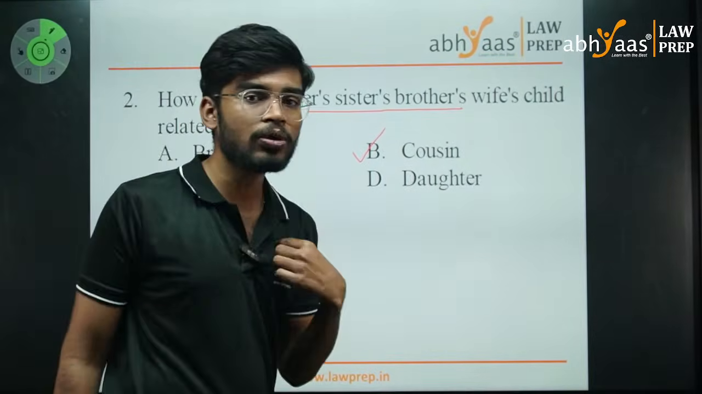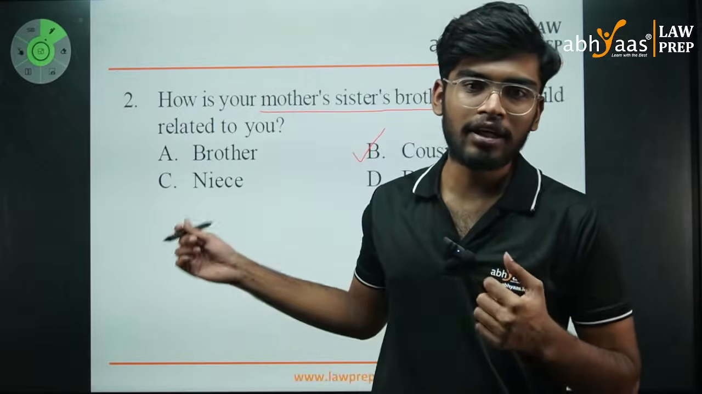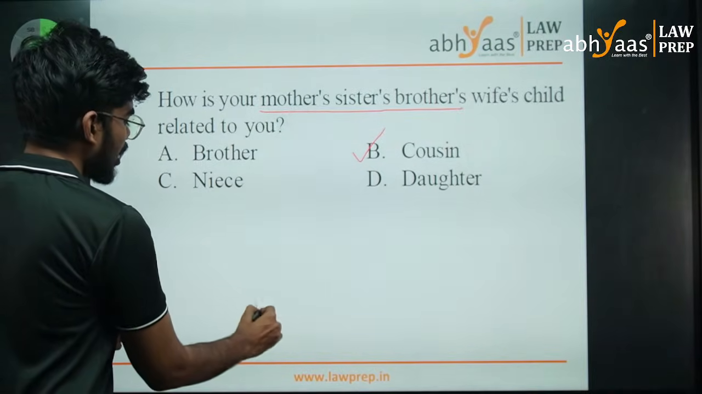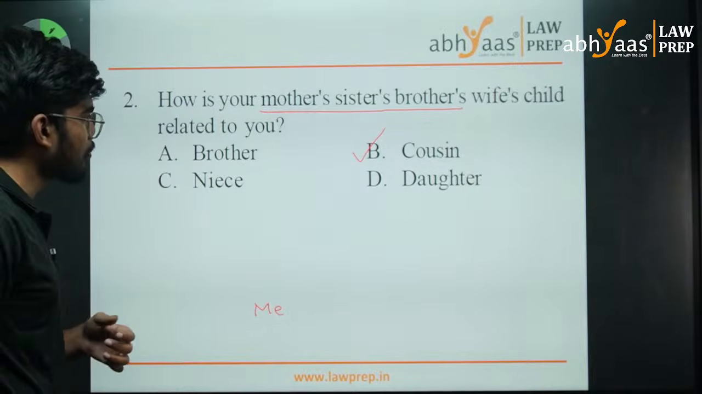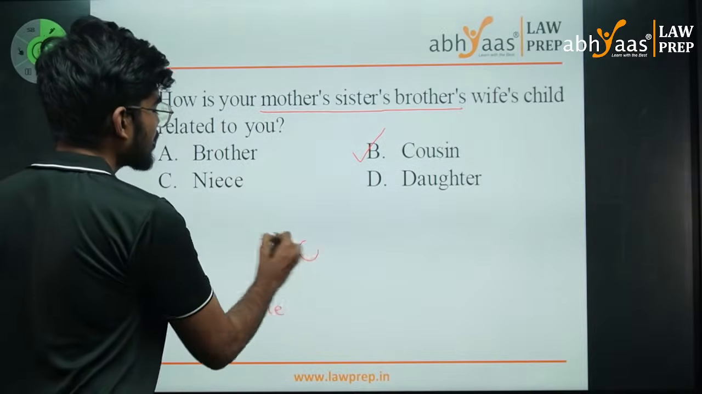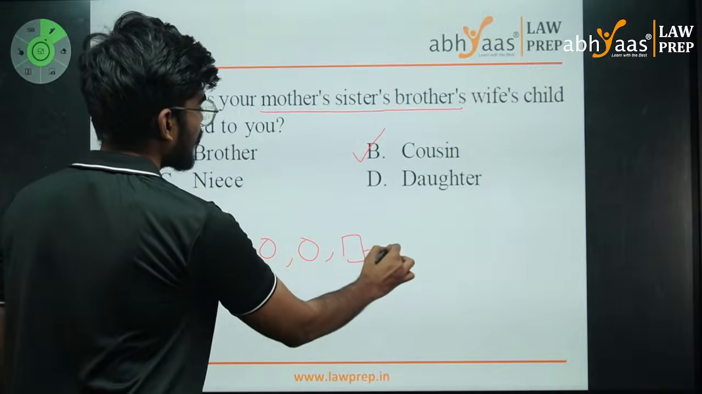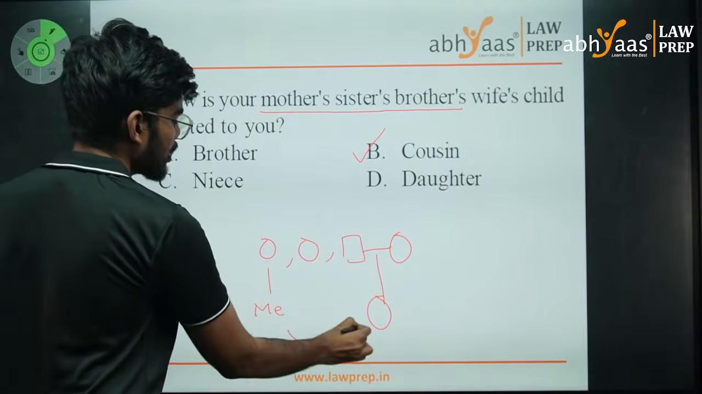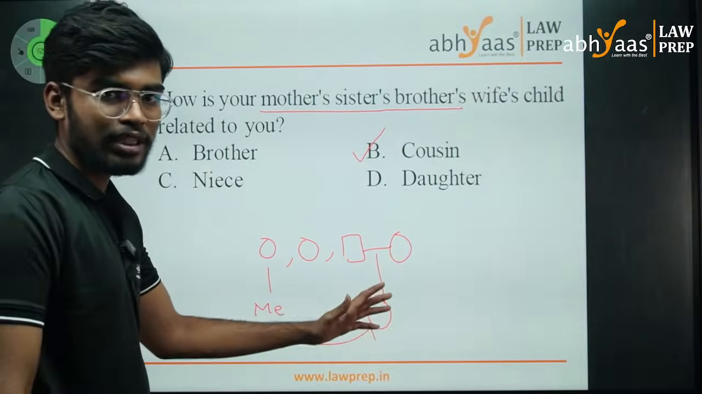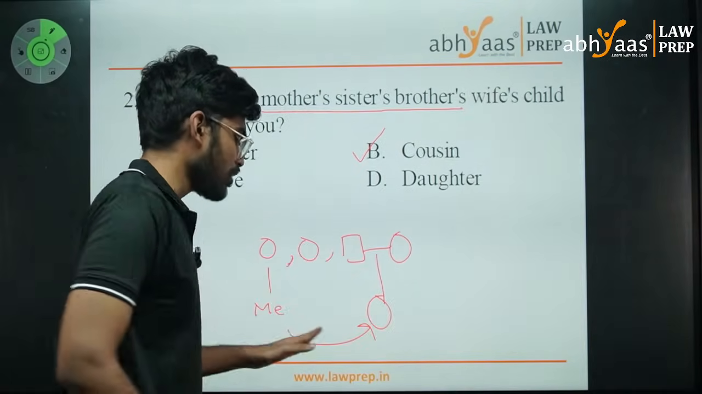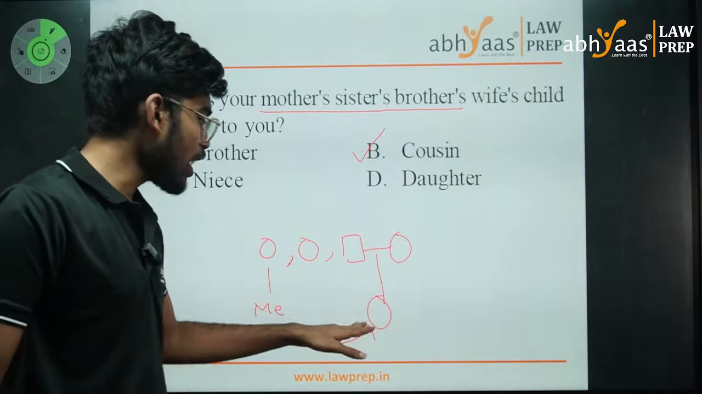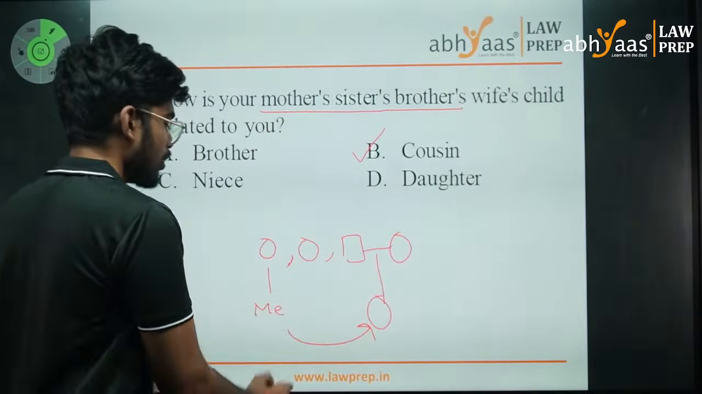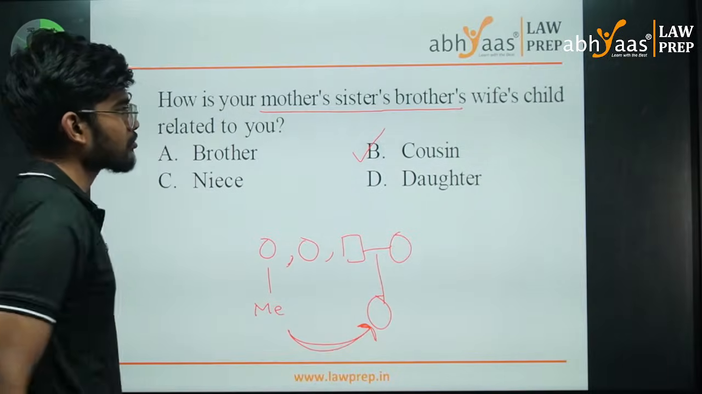Or if you want me to draw this and explain the same in detail, I'll proceed. See, say it is me here, I'm assuming it as me. My mother's sister's brother's wife's child. How is this person related to you? This is not a direct blood relation. Of course, we are in the same generation, but those are not exactly your siblings, right? So he is a cousin. This person is a cousin.